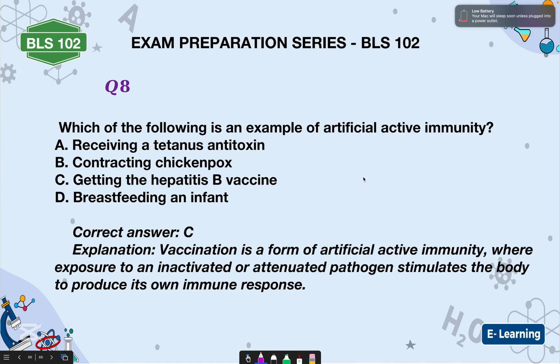Now, which of the following is an example of artificial active immunity? Artificial and active. Receiving tetanus antitoxin, that is not true. Now, getting the hepatitis B vaccine. Vaccination is an example of artificial active immunity. Vaccination is an example of that.